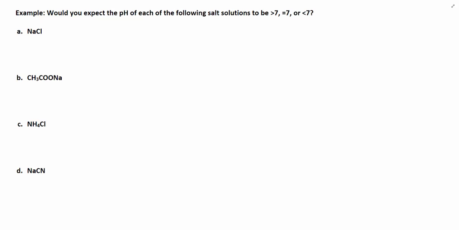So in questions like these where we're asked for the pH of a salt solution, we have to consider the conjugate acid or conjugate base of the species given and see then whether we'd expect them to be neutral, a weak acid, or a weak base. So I'll show you what I mean.